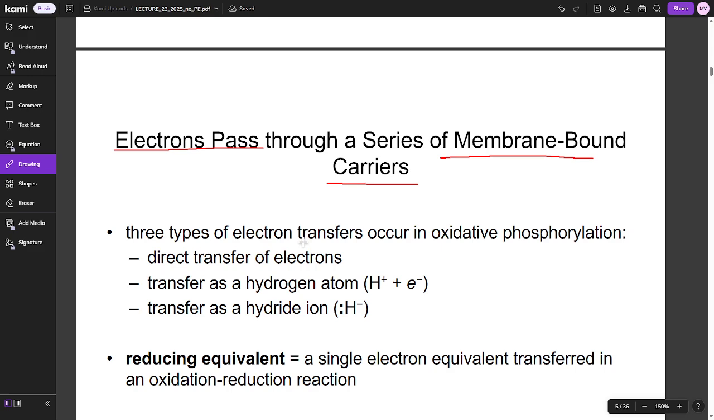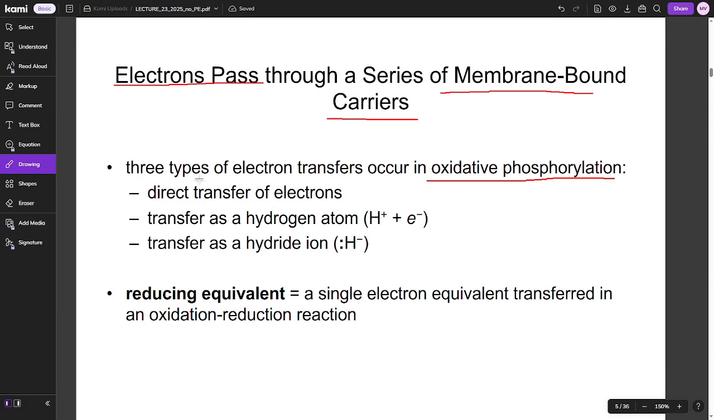So there's a couple types of transfers that occur in oxidative phosphorylation. There's direct movement of electrons, like the transfer of electrons from one place to another. There's the transfer of a hydrogen atom, and this is what you usually get with NADH, generally speaking. And then there's transfer of a hydride, right?